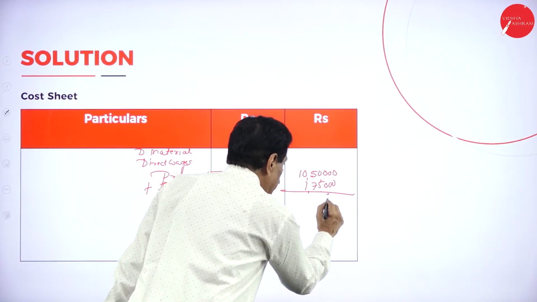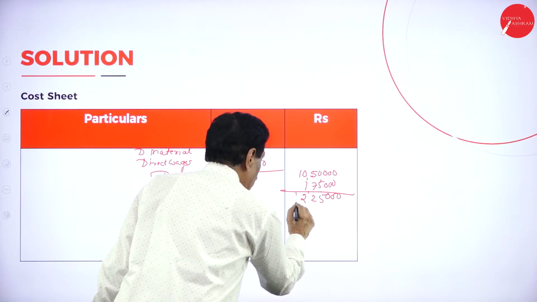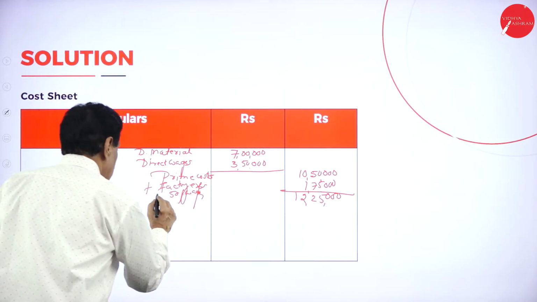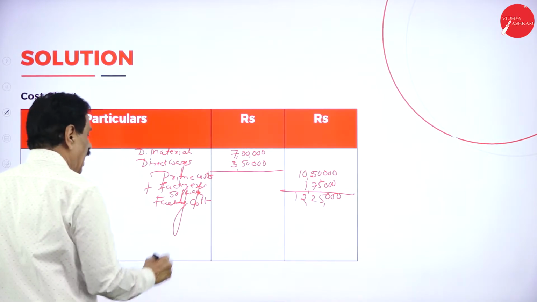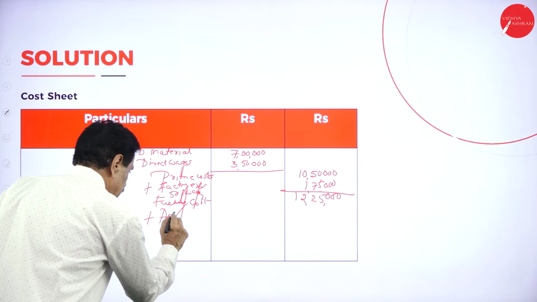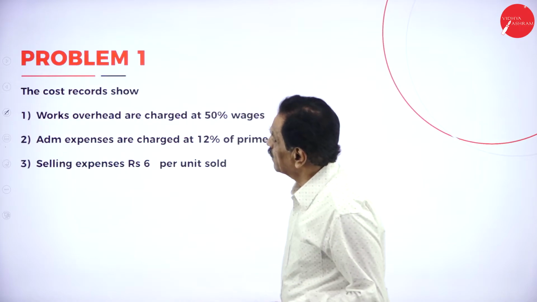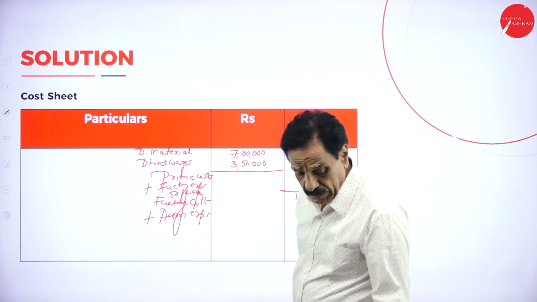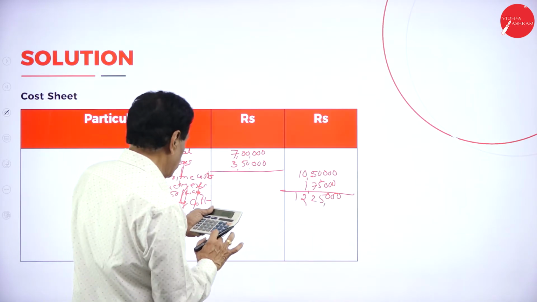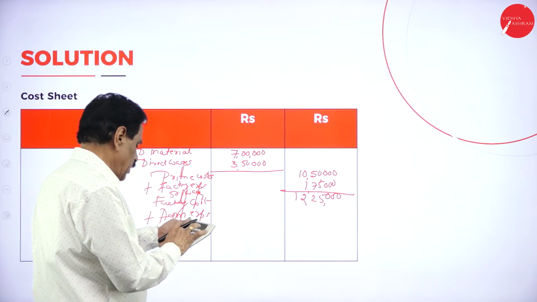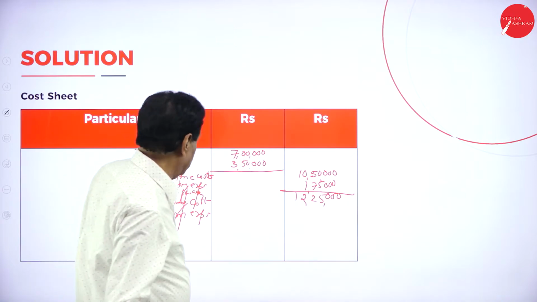Add, 12,25,000 is the factory cost. Add administration expenses. What does the problem say? 12% of prime cost. What is your prime cost here? 10,50,000. 10,50,000 into 12 divided by 100 is 1,26,000.